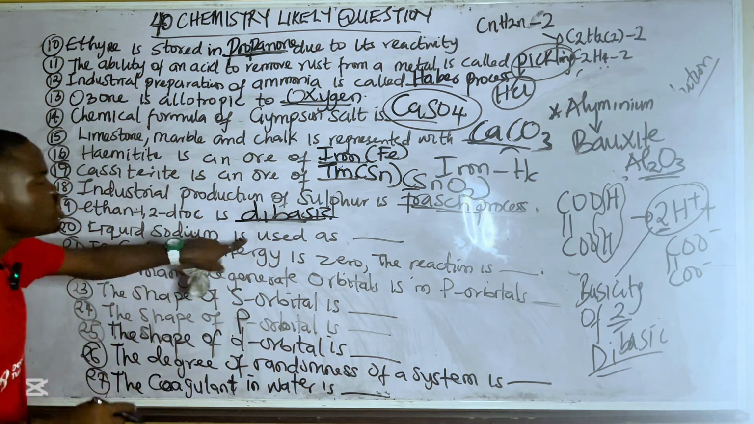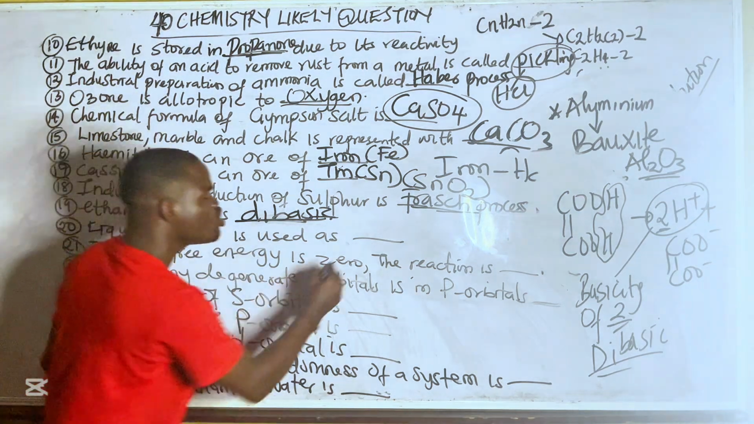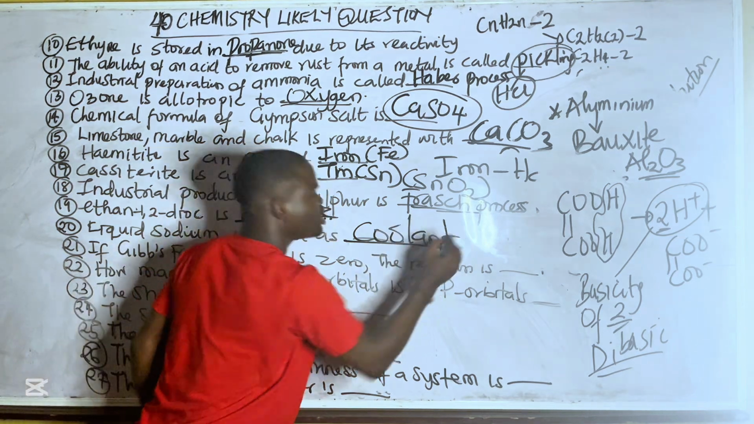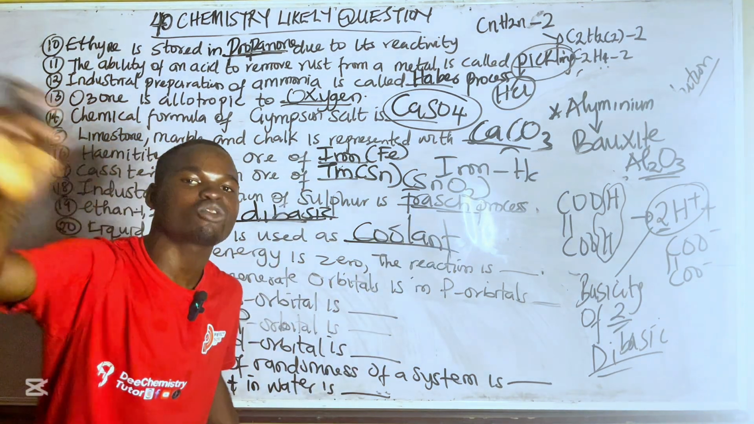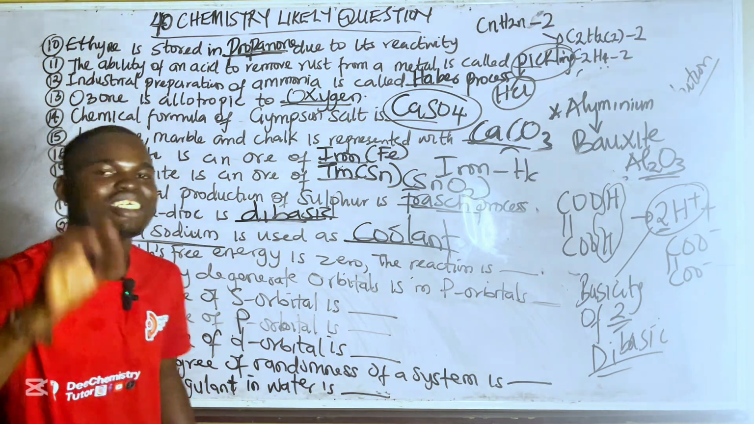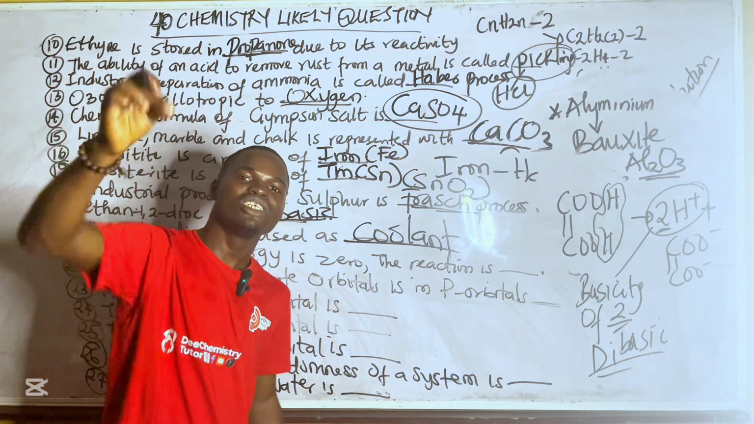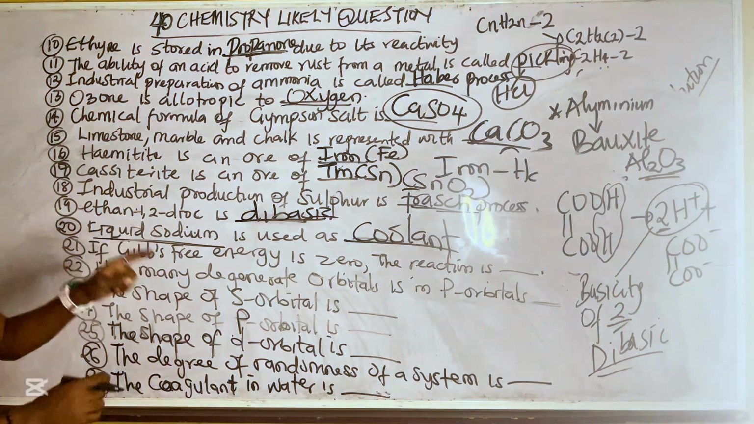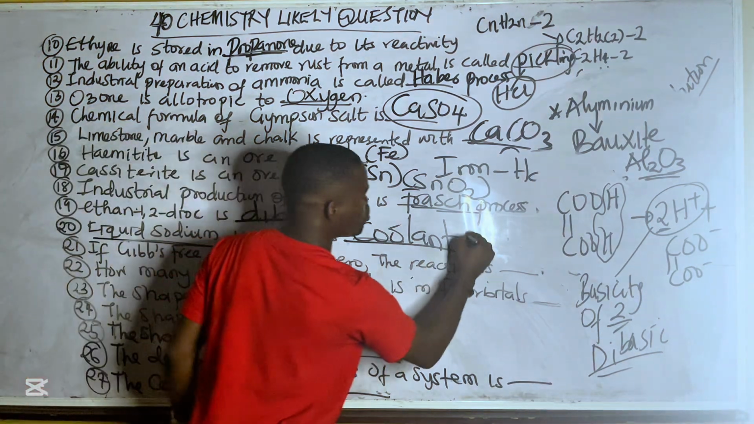Liquid sodium is used as dash. Please note, it is used as coolant in nuclear reactor. Liquid sodium is used as coolant in nuclear reactor. That's one of the things you want to know about sodium. Liquid sodium is used as coolant in nuclear reactor, okay?